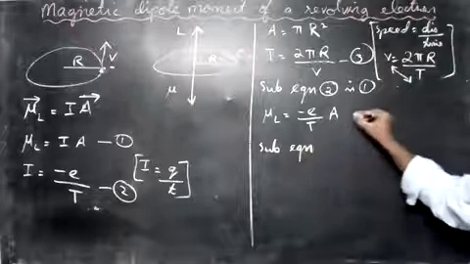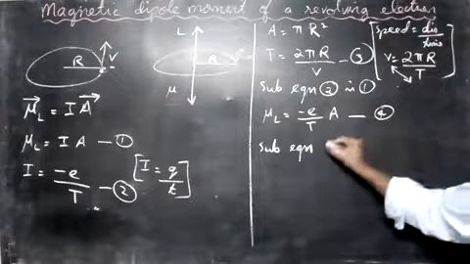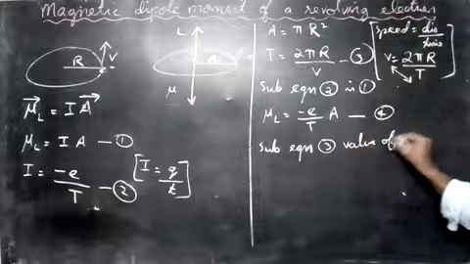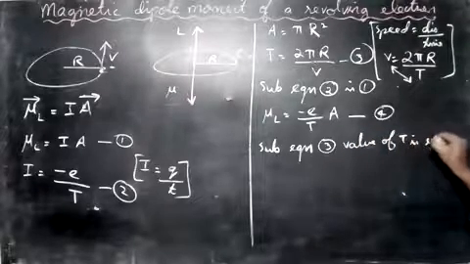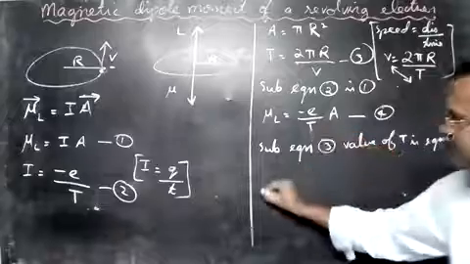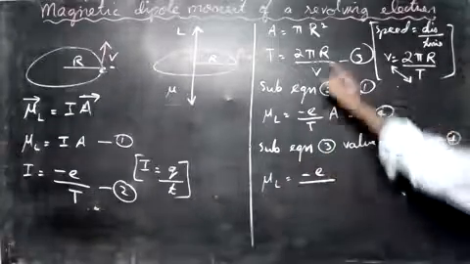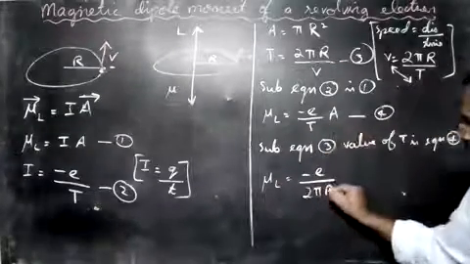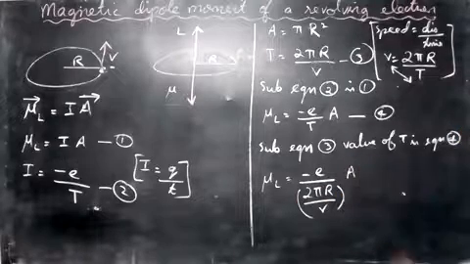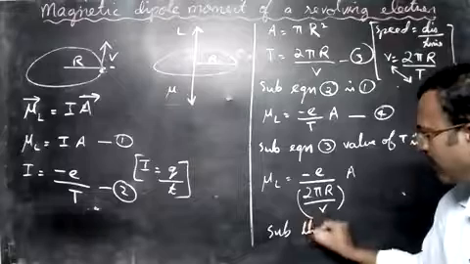Before that, we'll call this equation number 4. Now substitute equation 3, that is the value of T, in equation 4. Just substitute the value of T here. So what you get is mu L is equal to minus e by, instead of T you write 2 pi r by v, into the area. Next we will substitute the value of area, the value of A.